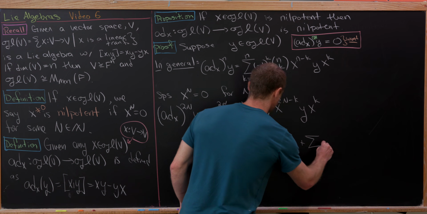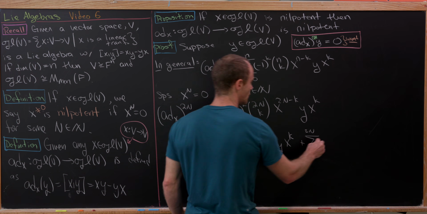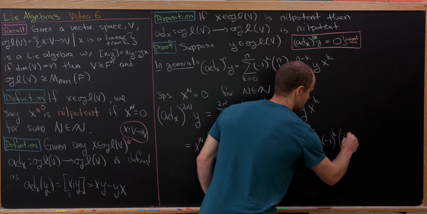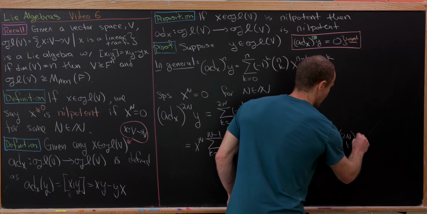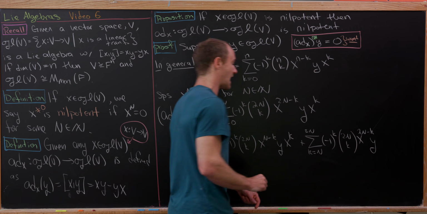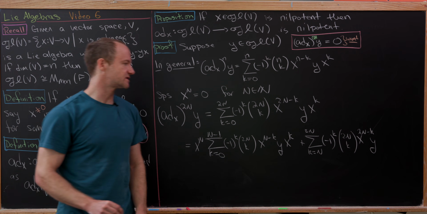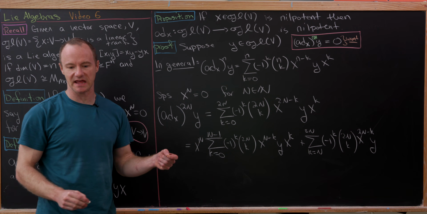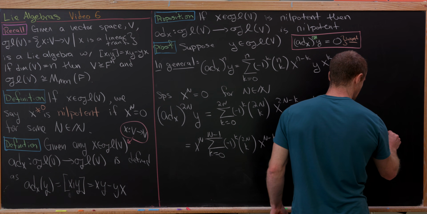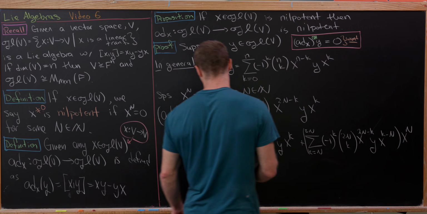So that'll be the sum as now k is going from n to 2n, of the same thing. So we have (-1)^k, and then (2n choose k). We have x^(2n-k) y, and now x^k. But now, since k is going from n to 2n, we can factor an x^n out of the right-hand side. So I'm going to write this as x^(k-n), and then we've got an x^n going out the right-hand side.